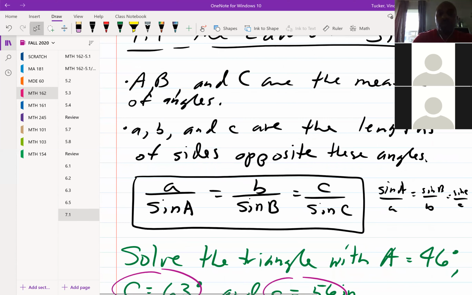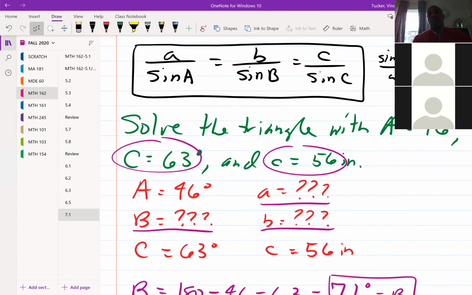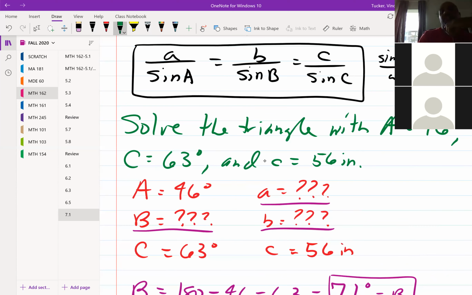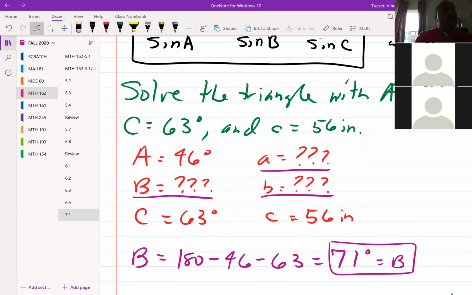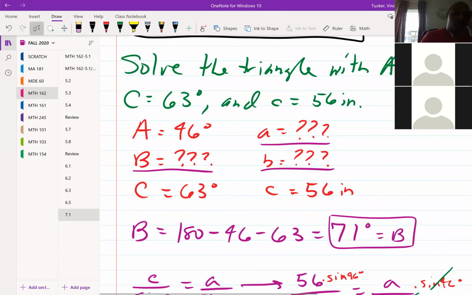All right, so the first problem: solve the triangle with capital A being 46 degrees, capital C being 63 degrees, and lowercase c being 56 inches. The missing pieces are capital B, lowercase a, and lowercase b. The easiest one to find is capital B because all of the angles of the triangle add up to 180. Subtract both of those from 180, which gives us 71 degrees for capital B.